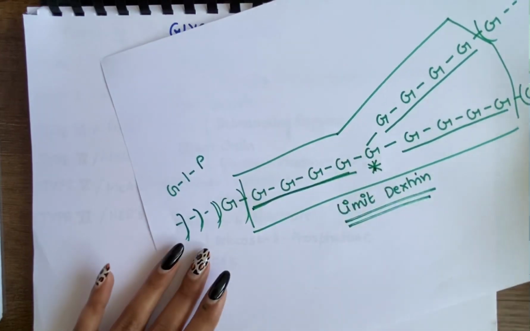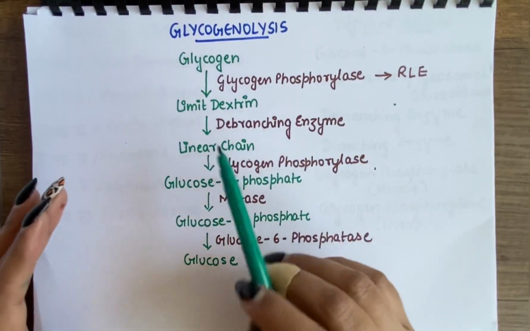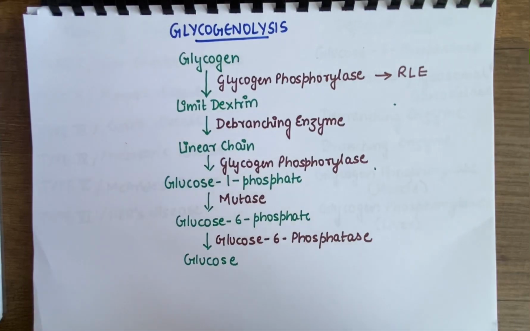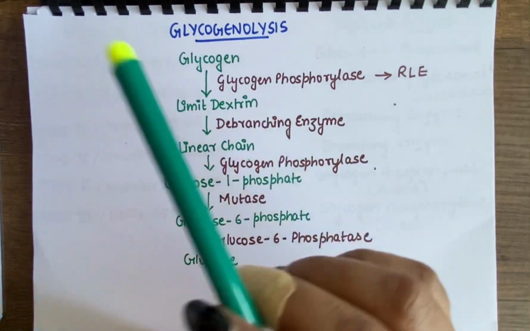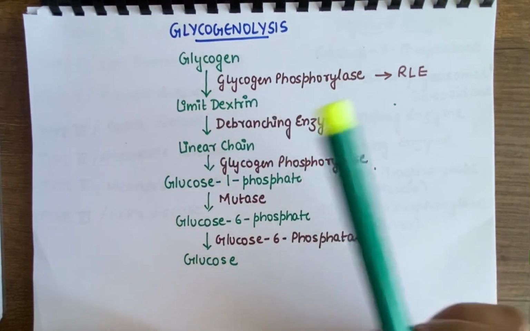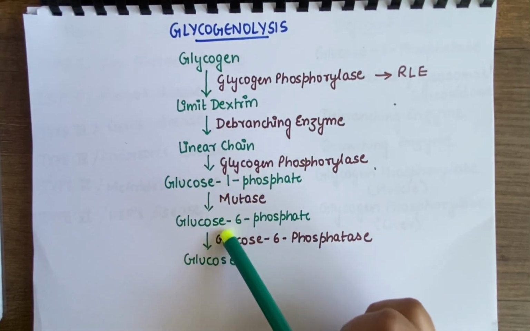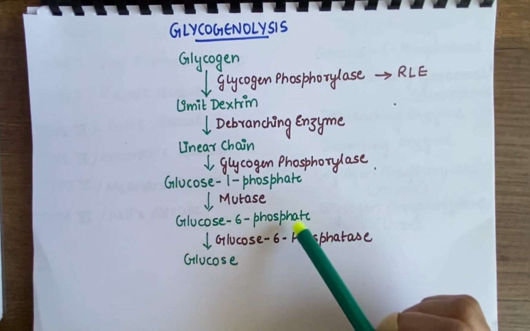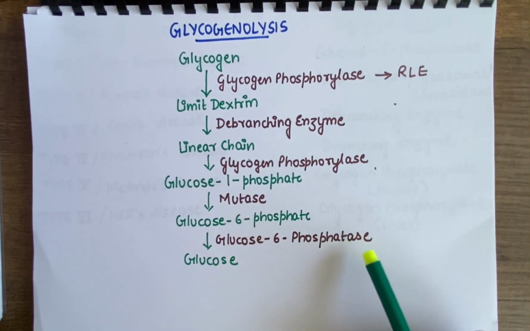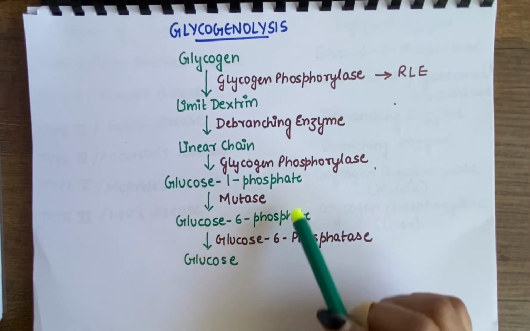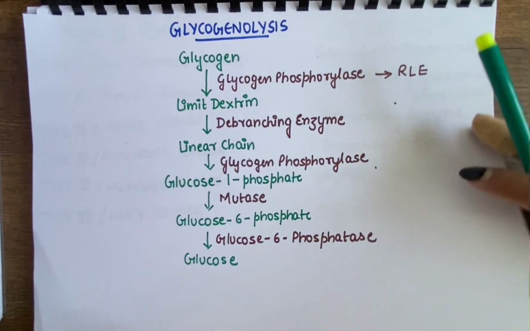Now, in order for our glycogen phosphorylase to act again on glycogen, we have to debranch it and make a linear chain. Hence, limit dextrin in presence of debranching enzyme will form linear chain. Now, again glycogen phosphorylase will come and start removing glucose one by one in the form of glucose 1-phosphate. Now, this glucose 1-phosphate in presence of mutase will form glucose 6-phosphate. Now, this glucose 6-phosphate in presence of glucose 6-phosphatase will be forming glucose. As we know, phosphatase means removal of phosphate. So, the phosphate is removed from this glucose 6-phosphate. Hence, glucose is formed. Now, let's study the diseases.